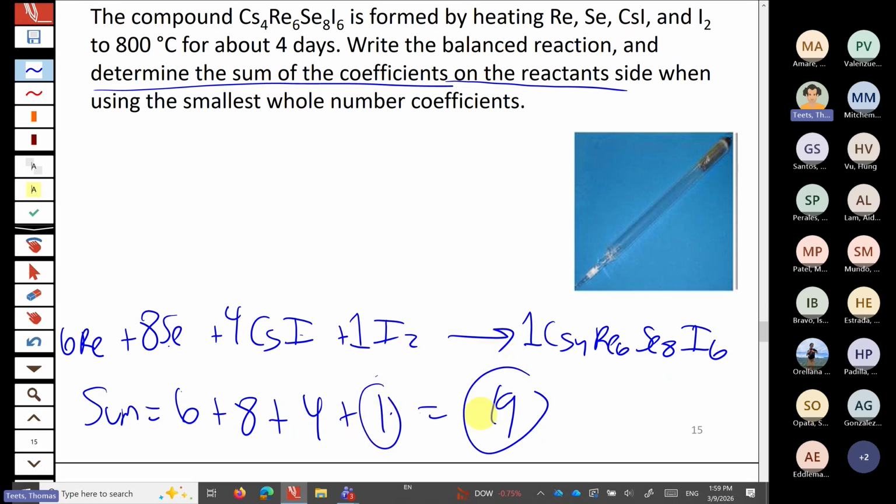All right, so that's just a last example of balancing. Slightly more complicated in terms of how it looks, but in the end, following the same approach works just fine. So any questions on that?